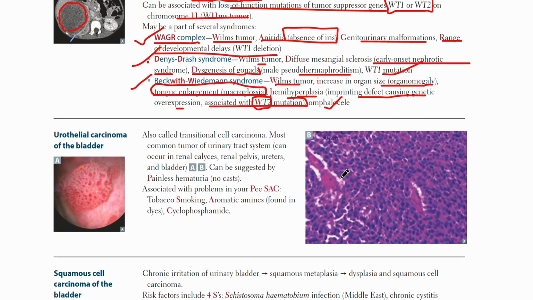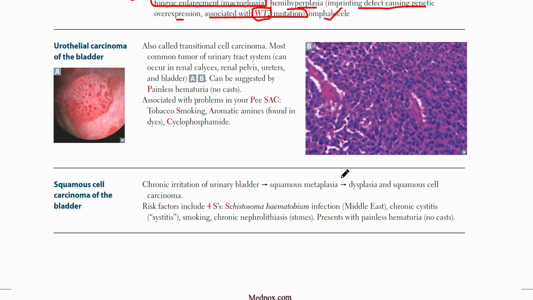So let's talk about urothelial carcinoma of the bladder. Urothelial carcinoma of the bladder is also called transitional cell carcinoma. You should not be confused by these two terms, urothelial carcinoma or transitional cell carcinoma. It is the most common tumor of the urinary tract system, and can occur in renal calyces, renal pelvis, ureters, and bladder. It can occur in any of these portions, right?